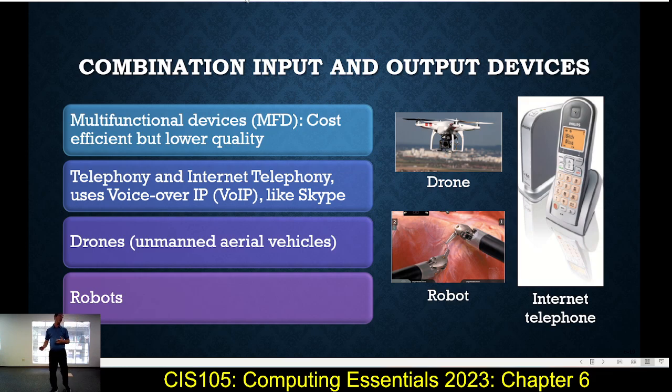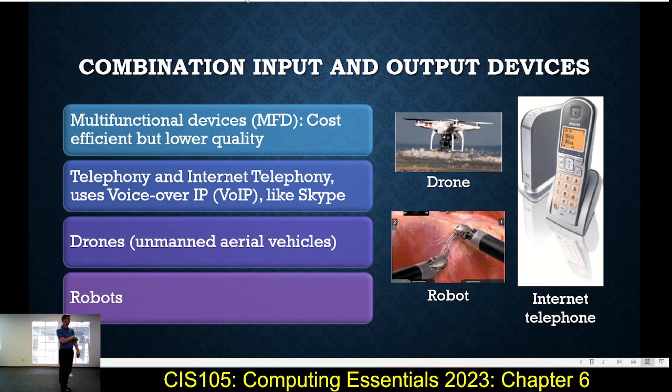Time went on, and now multifunctional devices came out that print, they scan, they allow for faxes. We don't do that anymore. But the cost efficiency is better because it's all in one unit, but the quality is traditionally lower than if they were standalone units. Internet and telephony has been around for a while, VoIP, voice over IP, we've had that around for quite a while.